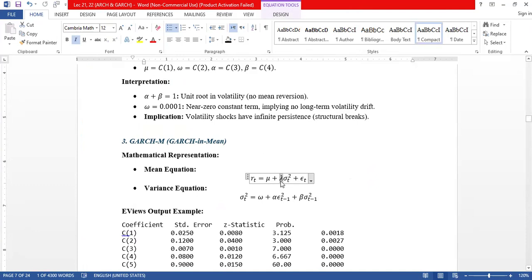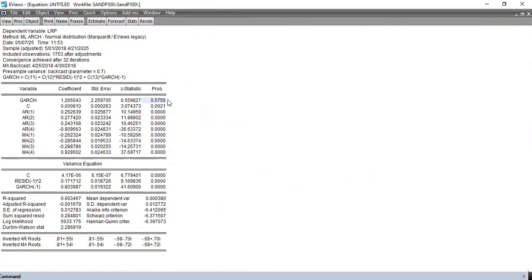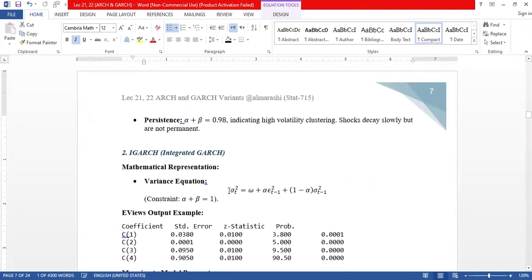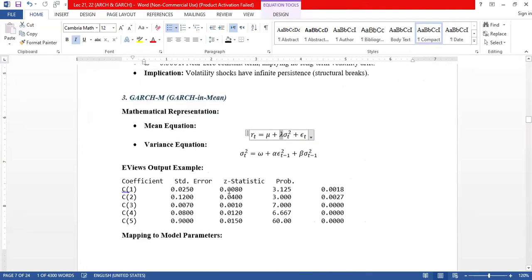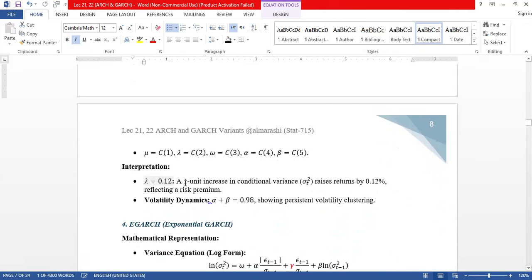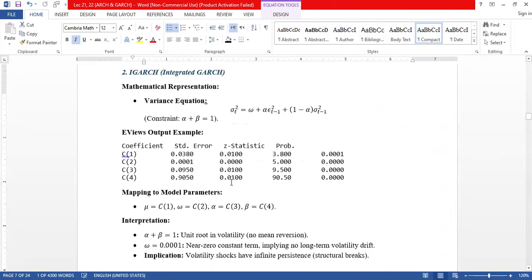So this gamma is going to tell you whether it is significant or not, and it is telling you here that the ARCH is not significant. What are we doing here? In GARCH-M, it means that your variance or your risk is not related with your return.